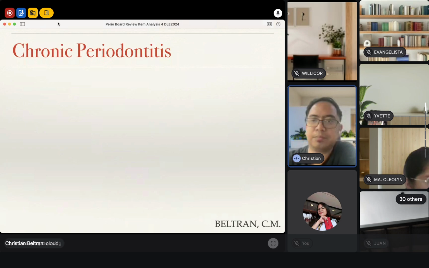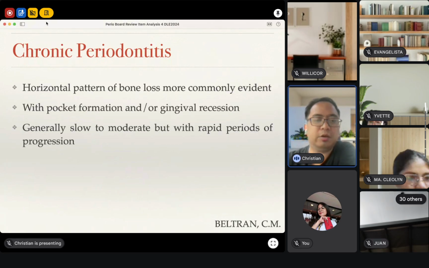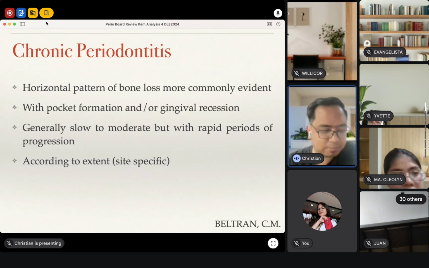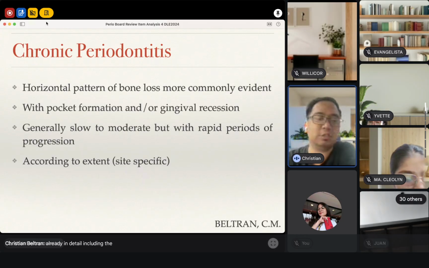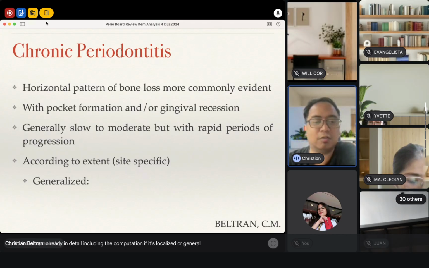Number 12. For chronic perio and aggressive perio, I have explained this yesterday already in detail, including the computation, if it's localized or generalized, the extent of periodontitis. Okay?